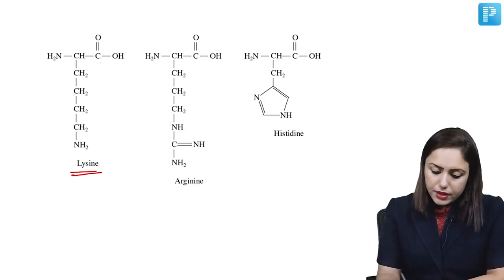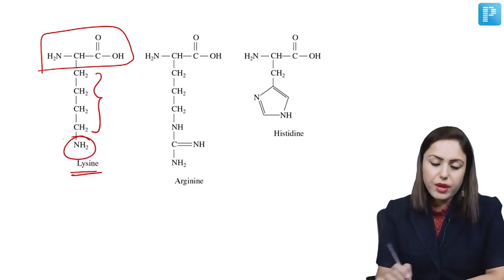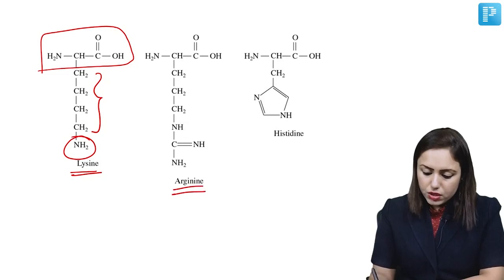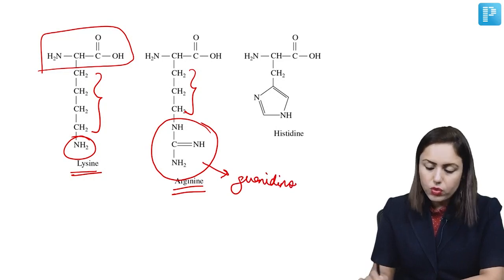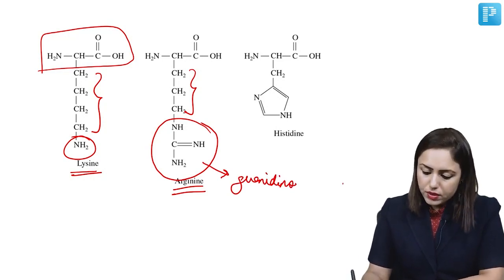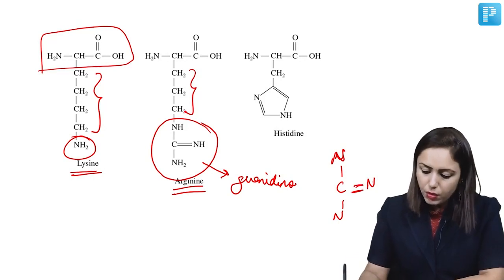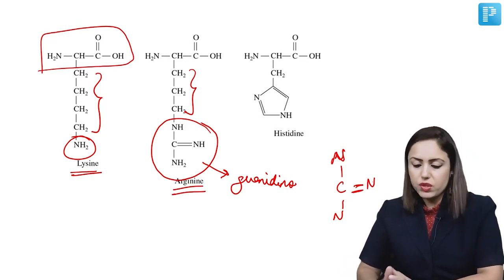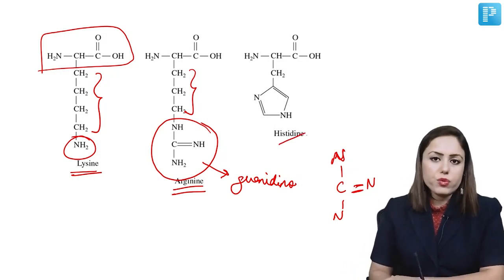Then lysine, after the basic structure, has 4 carbons and 1 amino group. Okay, arginine has 3 carbons, and then this group known as the guanidino group. The guanidino group has a center carbon with 3 nitrogens. All 3 sides have nitrogens, right? On one side there is a double bond with nitrogen, okay, because we have to complete the valency of carbon. Then histidine, I've already told you.